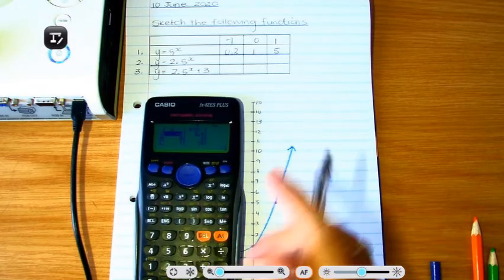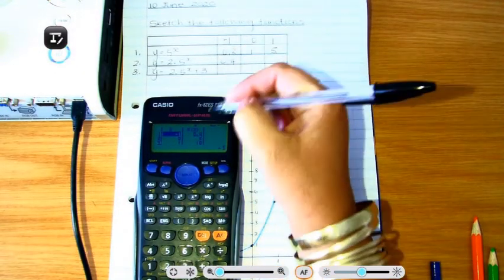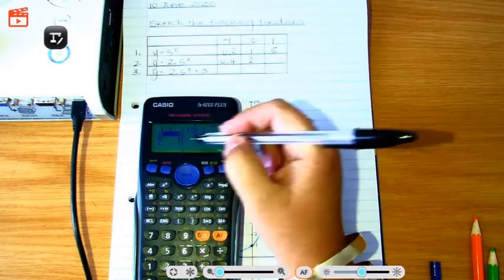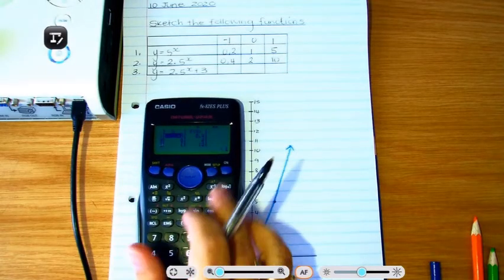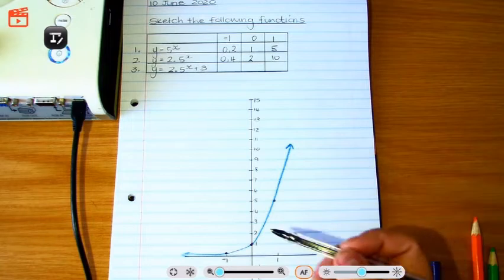So it's going to be negative 1 and 0.4. It's going to be 0 and 2, and it's going to be 1 and 10. So I'm going to plot those points. It's important to remember you're using the times button, not the dot. So I've got negative 1 and 0.4.